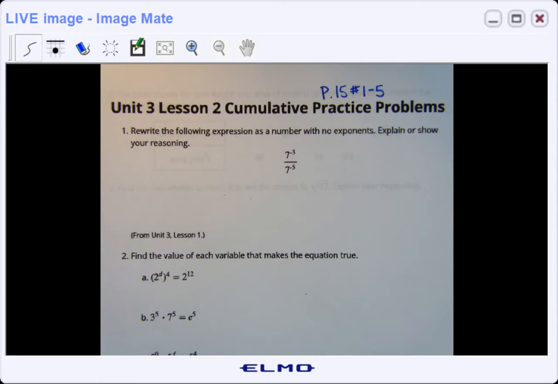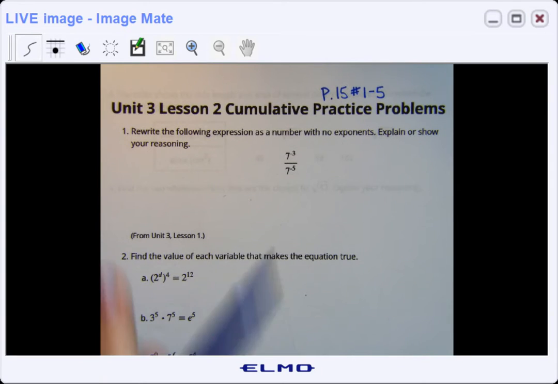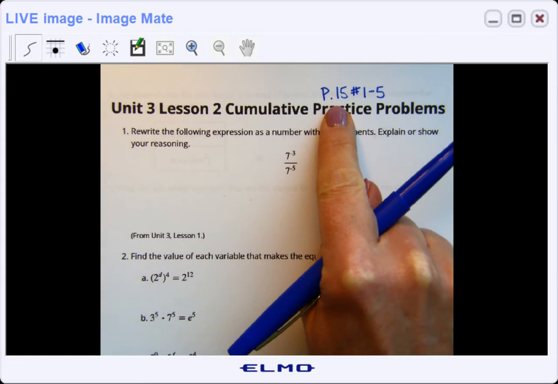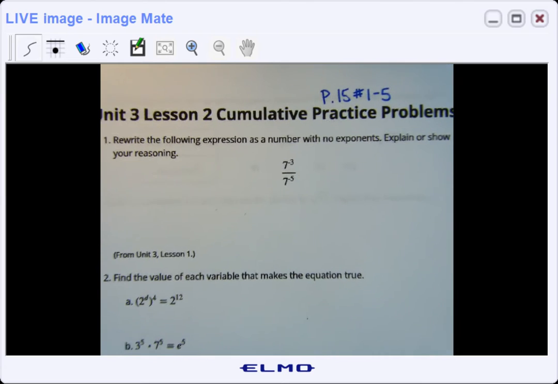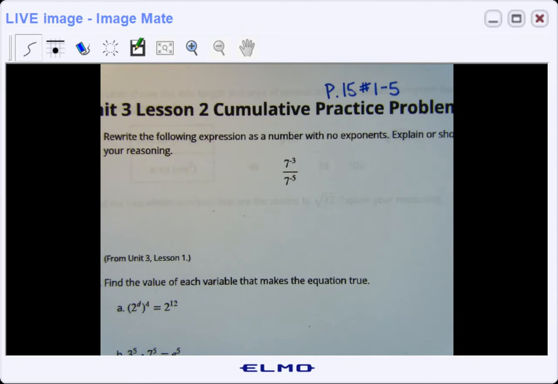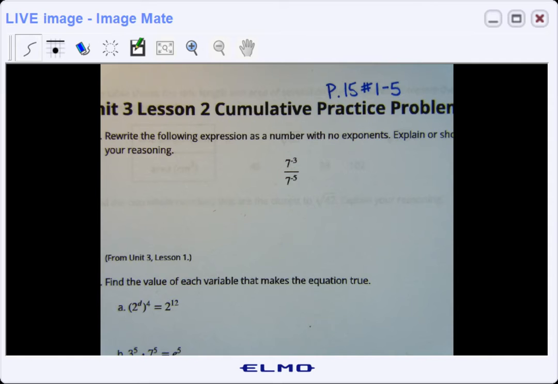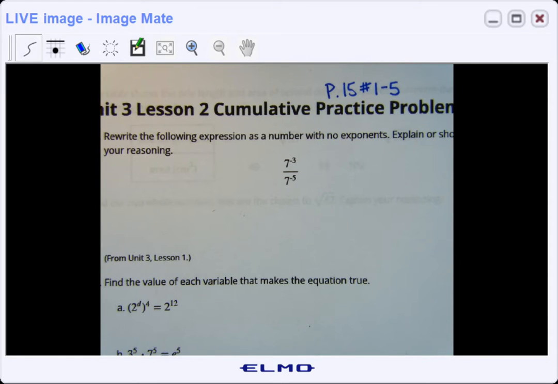Hi, it's Mrs. Matt with help on today's assignment, Unit 3, Lesson 2, Practice Problems in your book, page 15, numbers 1 through 5. For number 1, to write that expression without using exponents is just asking you to find the value of 7 to the negative 3 divided by 7 to the negative 5.